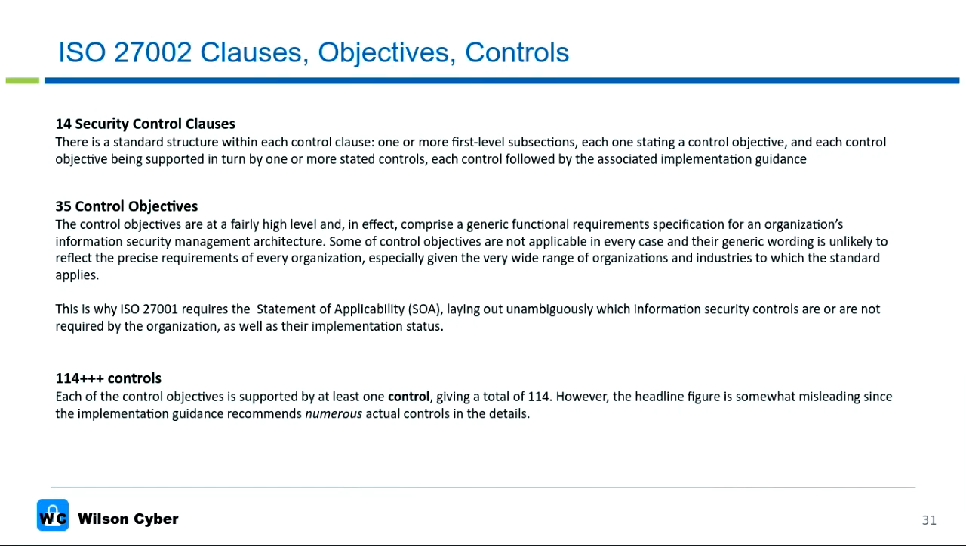Some of the control objectives are not applicable in every case, and their generic wording is unlikely to reflect the precise requirements of every organization, especially given the very wide range of organizations and industries to which the standard applies. This is why ISO 27001 requires a statement of applicability, laying out unambiguously which information security controls are or are not required by the organization, as well as the implementation status. And we have 114 controls given under ISO 27002. However, the headline figure is somewhat misleading, since the implementation guidance recommends numerous actual controls in the details.